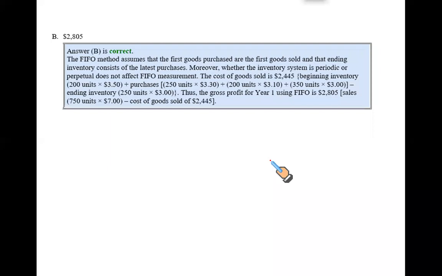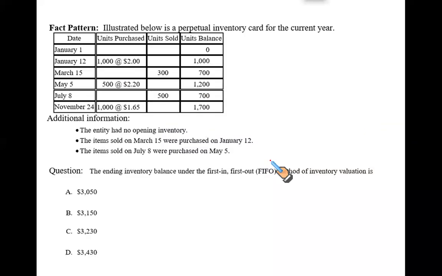We have another question. This is the question we've done in our previous class. Now we have been given a table. Illustrated below is perpetual inventory, showing you when the goods were bought, when they were sold. Each line is given separately. It further says that there was no beginning inventory. The items sold on March 15th were purchased on January 12th. The items sold on July 8th were purchased on May 5th. Fine. The ending inventory balance under first in, first out.